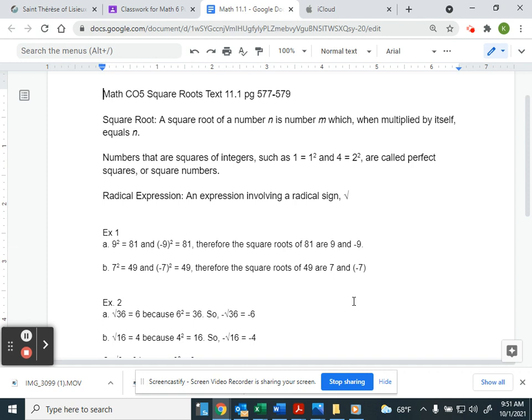Today we are learning about square roots. So this is important to know. The square root of a number n is the number m. This is going to sound complicated, but I'm going to show you how it's not. So the square root of a number n is the number m, which when multiplied by itself equals n. It sounds confusing, okay? But watch.